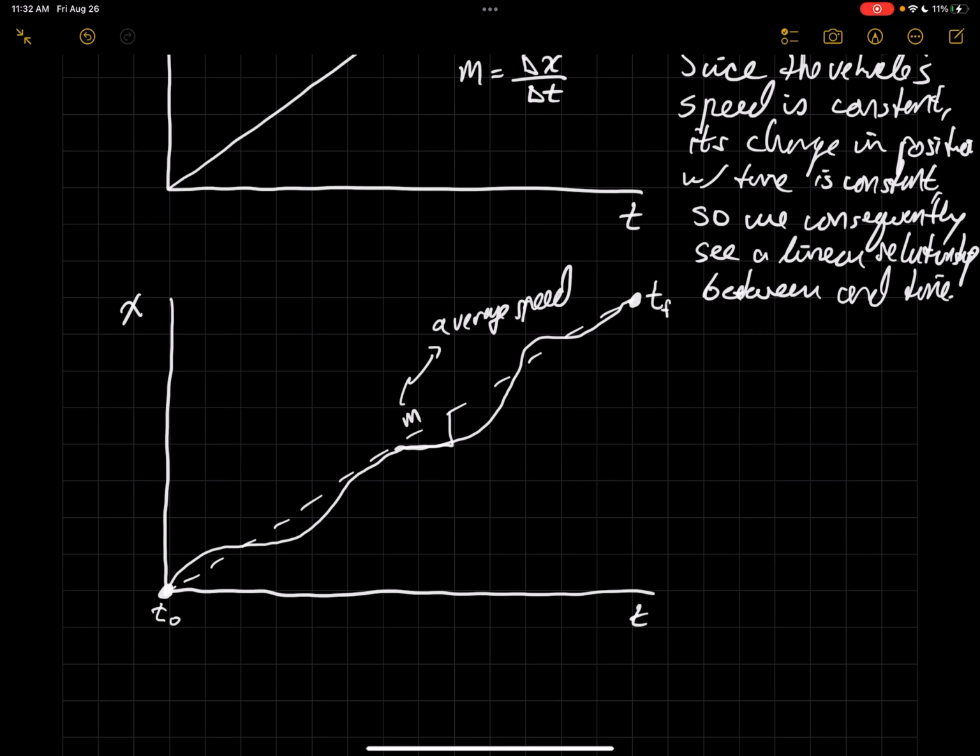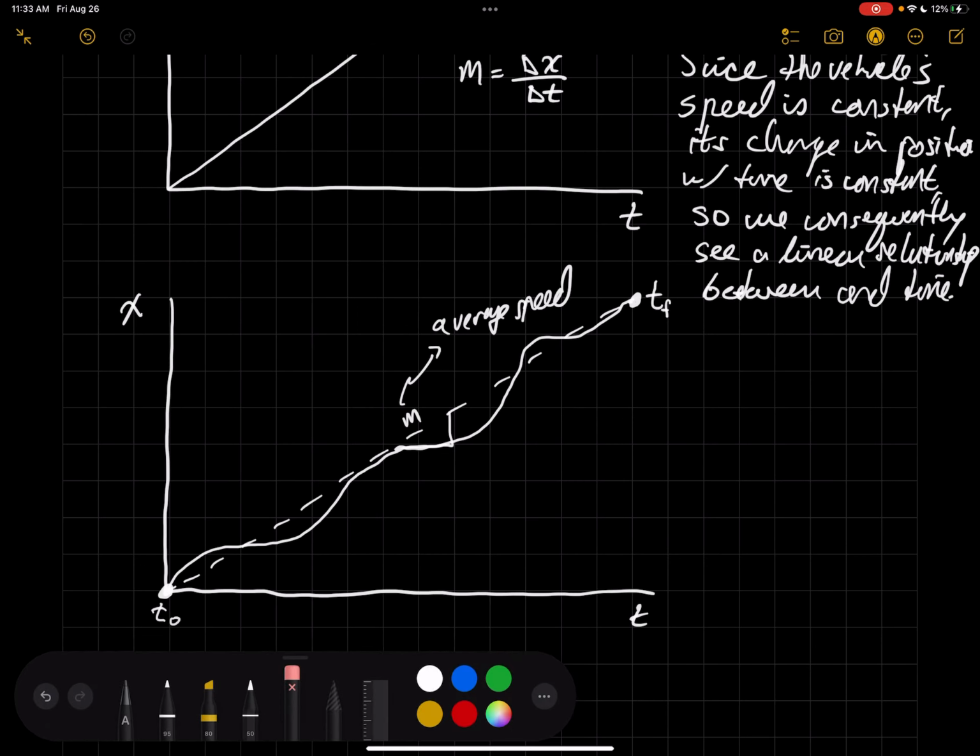But we may not necessarily be concerned only with the average speed of the vehicle. We may instead be concerned with the instantaneous speed of the vehicle at any given moment. That's where we now have to employ the idea of the tangent, okay?